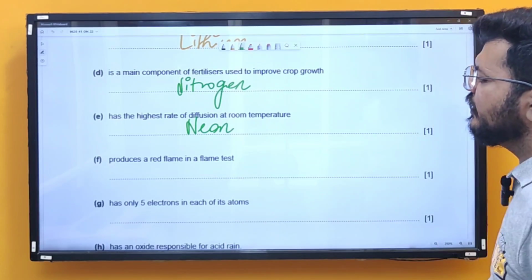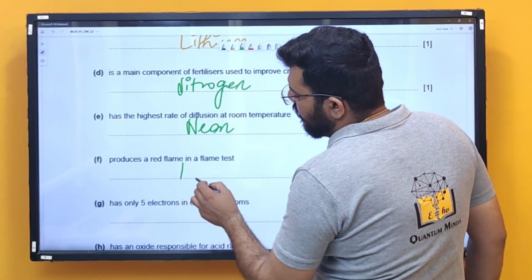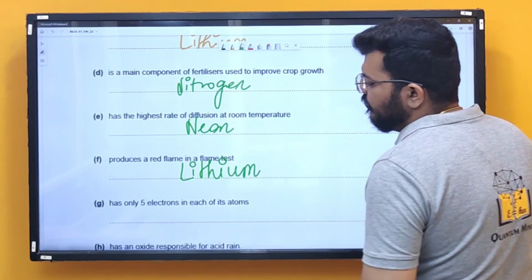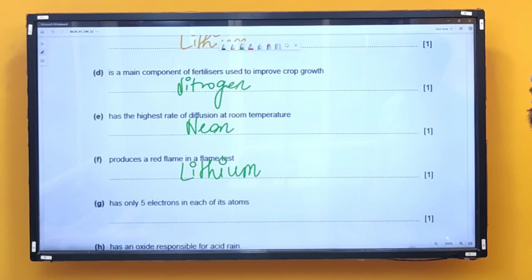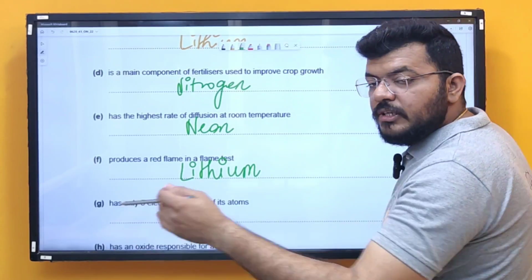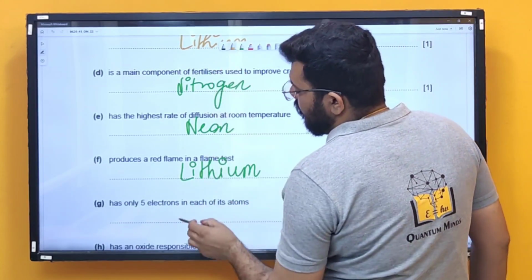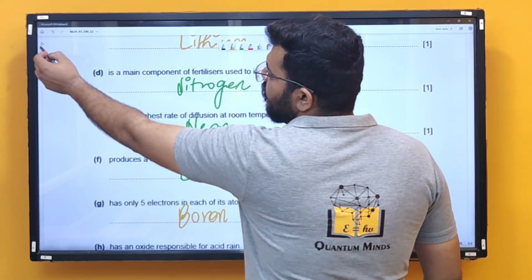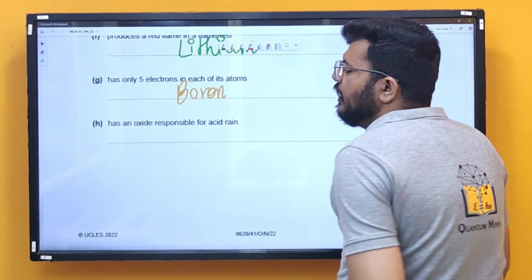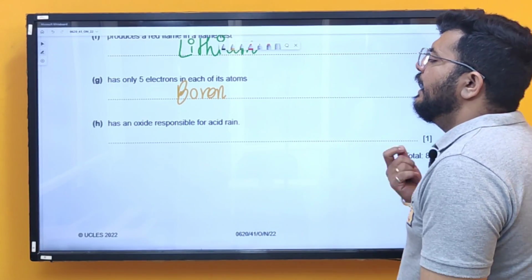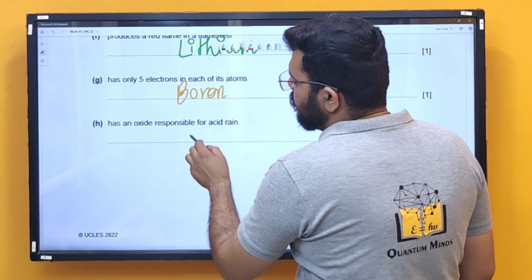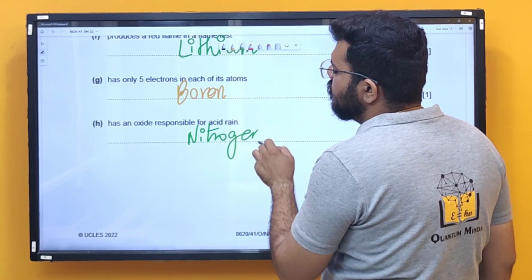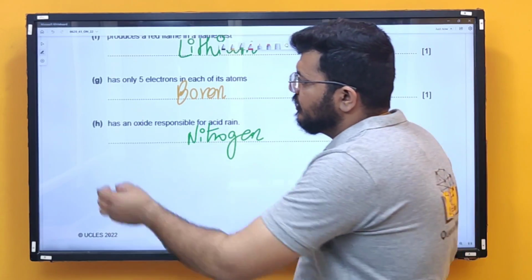Then we have produces a red flame in flame test. Lithium, right? This is a flame test of lithium. Then we have has only 5 electrons in each of its atoms, so it should be the third one. The third one is boron in our periodic table. You can refer to the periodic table or the question. For this, has an oxide responsible for acid rain. Nitrogen, oxides of nitrogen cause acid rain. Okay, so nitrogen is your answer here.